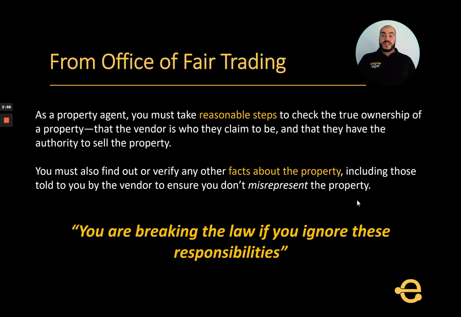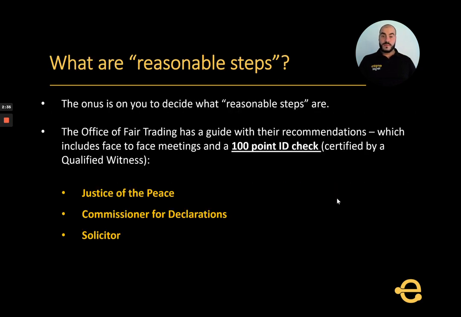As a property agent, you must take reasonable steps to check the true ownership of a property, that the vendor is who they claim to be, and that they have the authority to sell a property. You must also find out or verify any other facts about the property, including those told to you by the vendor, to ensure that you don't misrepresent the property. You're breaking the law if you ignore these responsibilities. So, reasonable steps. They put the onus on you to decide what reasonable steps are. The Office of Fair Trading has a guide with their recommendations, which includes a face-to-face meeting and a 100-point ID check, ideally certified by a qualified witness, so a JP, a Commissioner for Declarations, or a solicitor.